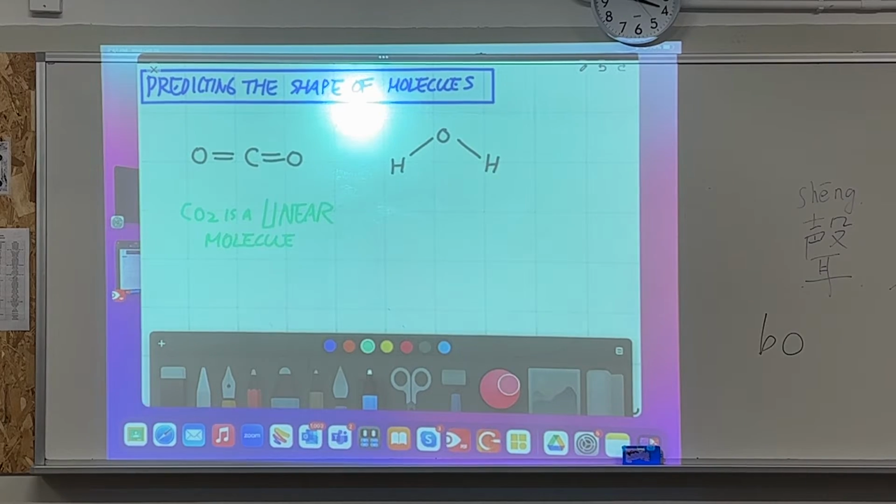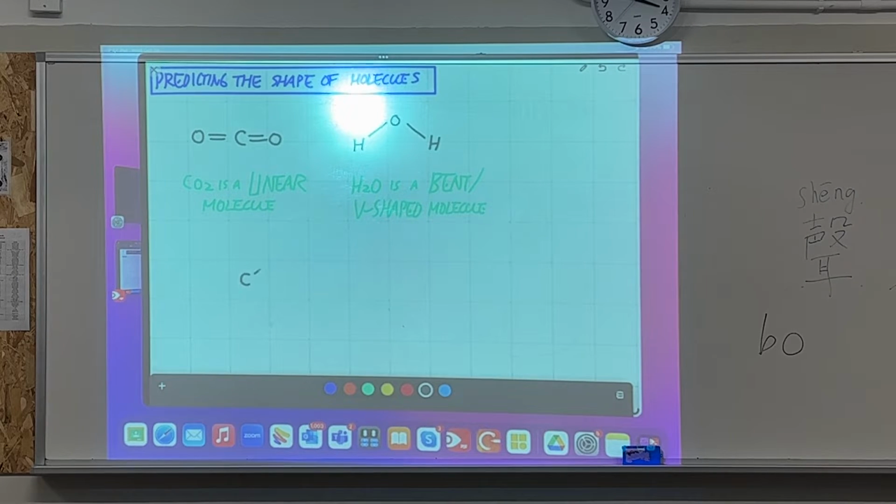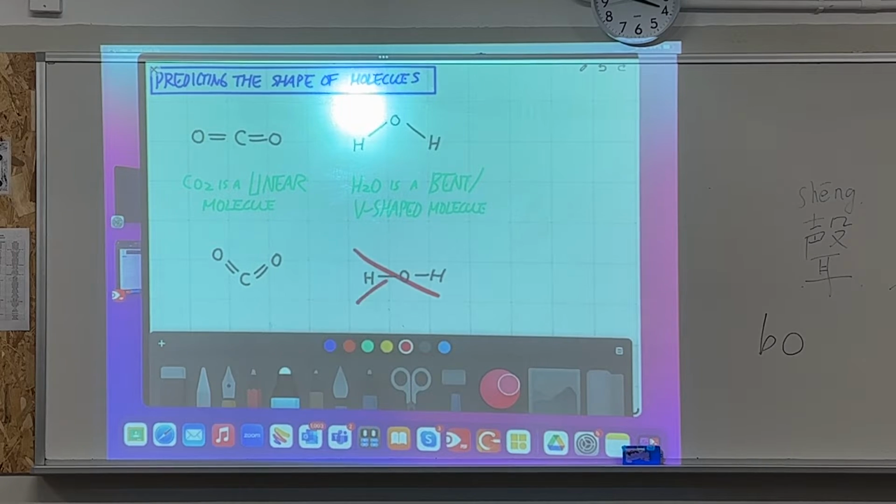So put down the correct statement first. H2O is a bent or V-shaped molecule. If you think it's just a matter of personal liking, that you either draw it like this or like this, then you're wrong. These are not the real shapes of CO2 and H2O. These are the correct ones. We'll look at the theory that predicts the shape of molecules.